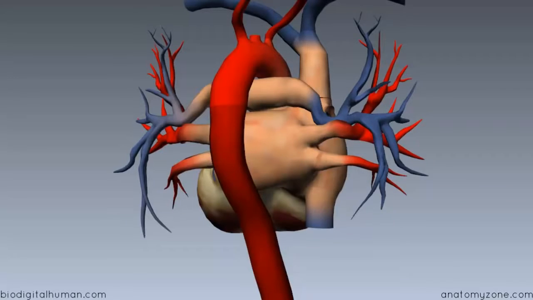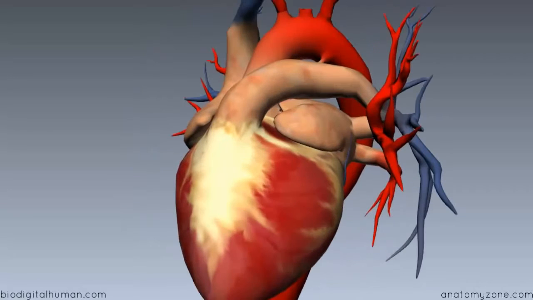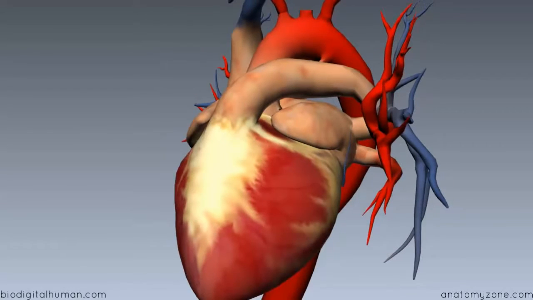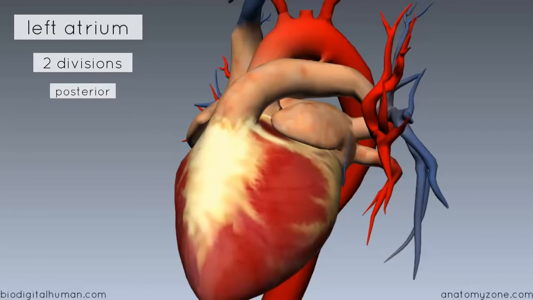The function of the left side of the heart is to pump blood out to the rest of the body, oxygenated blood to the rest of the body. I'll just rotate the model back round again and we'll talk about some of the internal features of the left atrium. Similar to the right atrium, the left atrium has 2 divisions. It's a little bit smaller than the right atrium, but it's actually thicker. The walls are thicker.